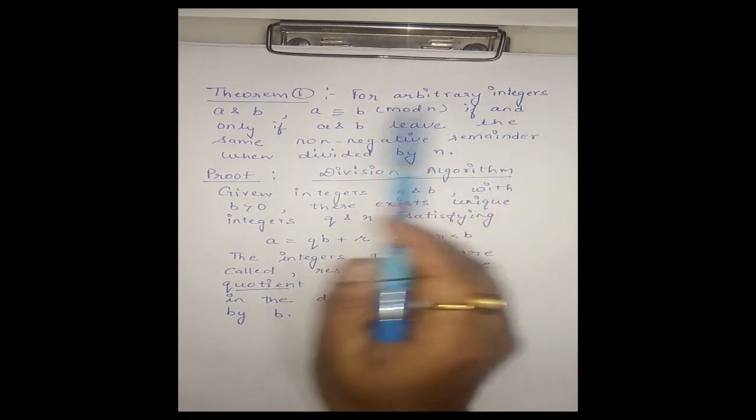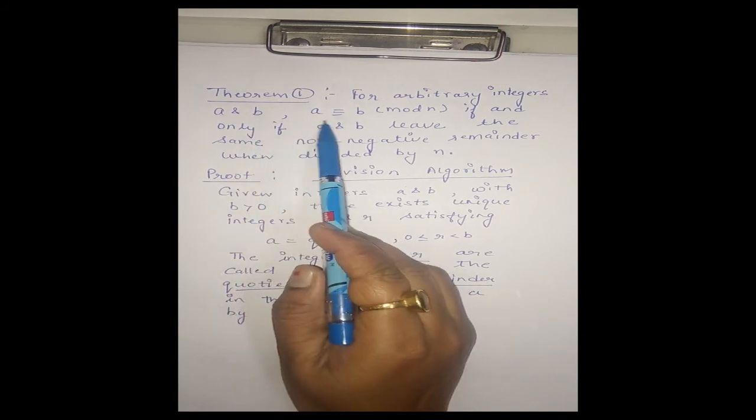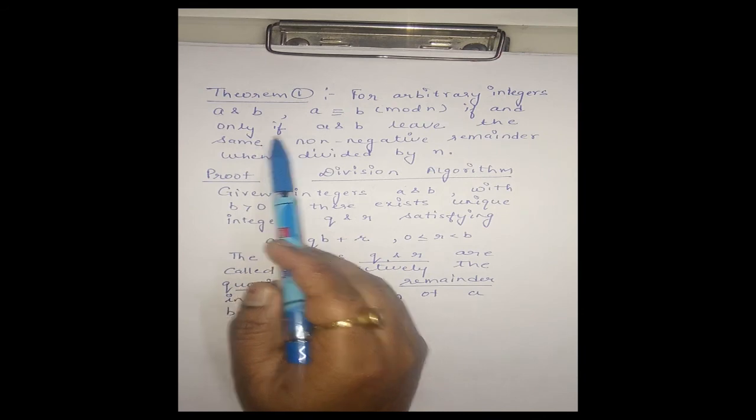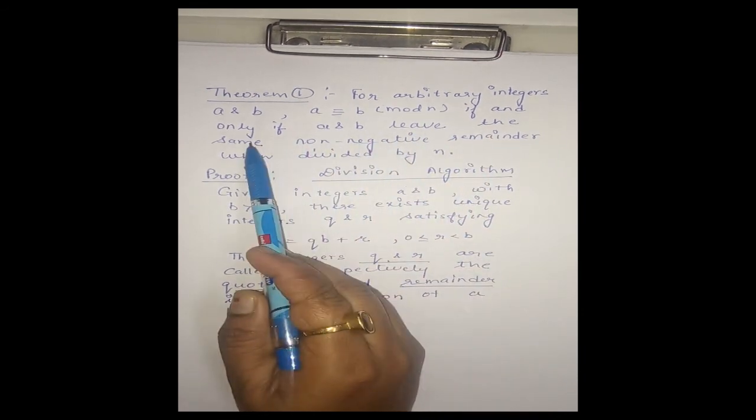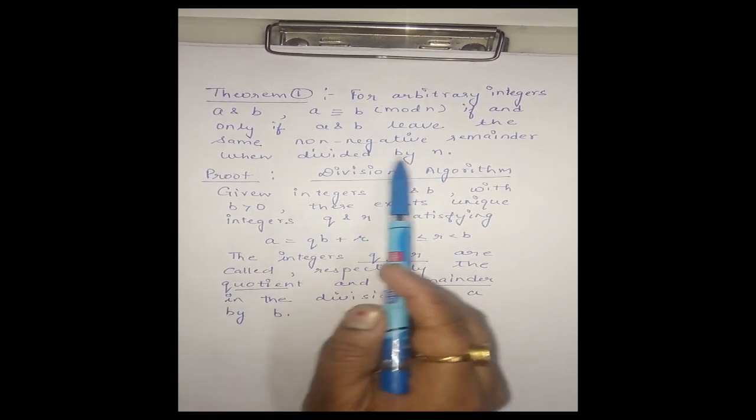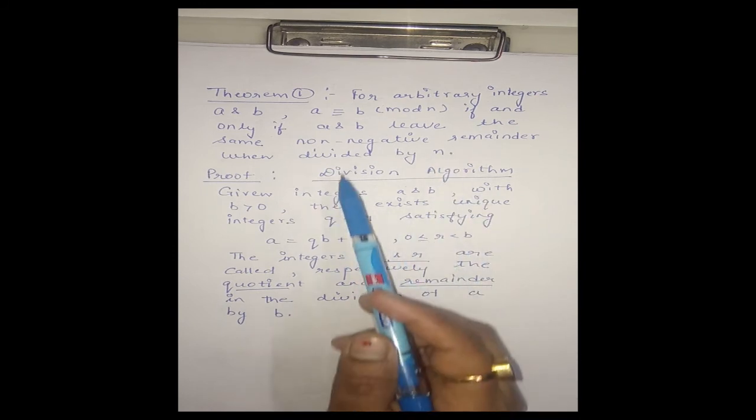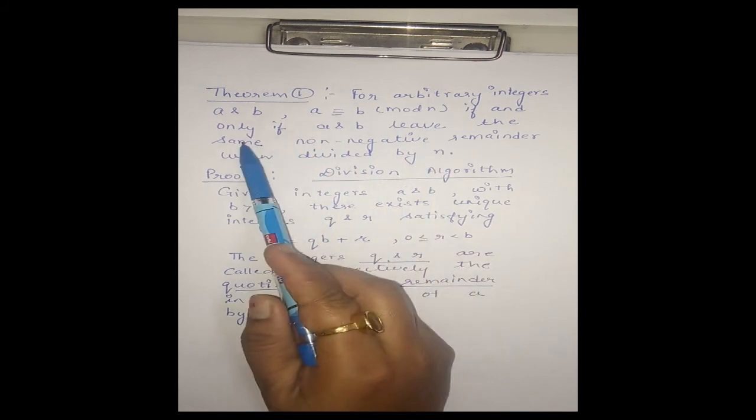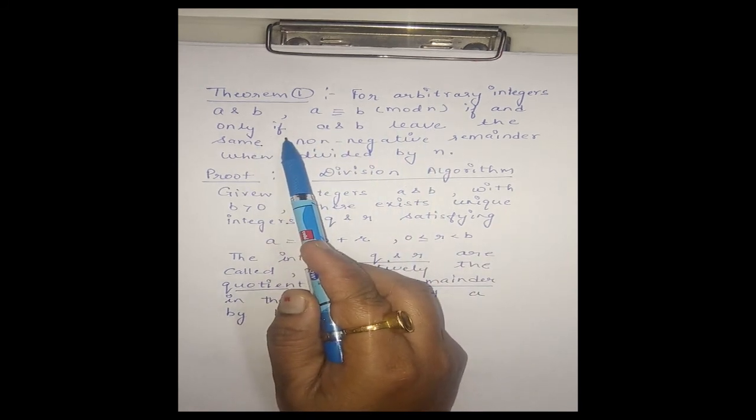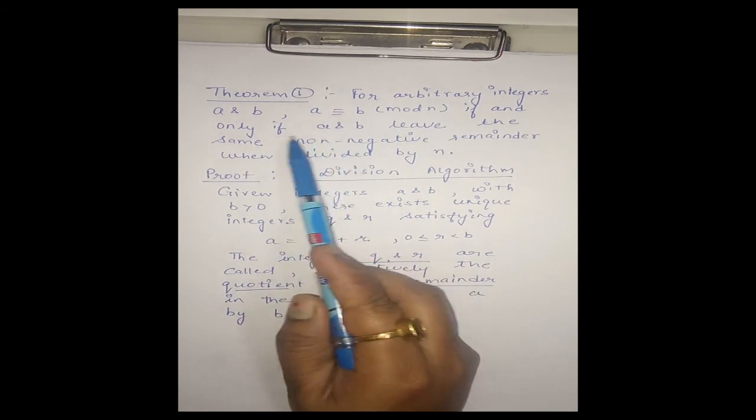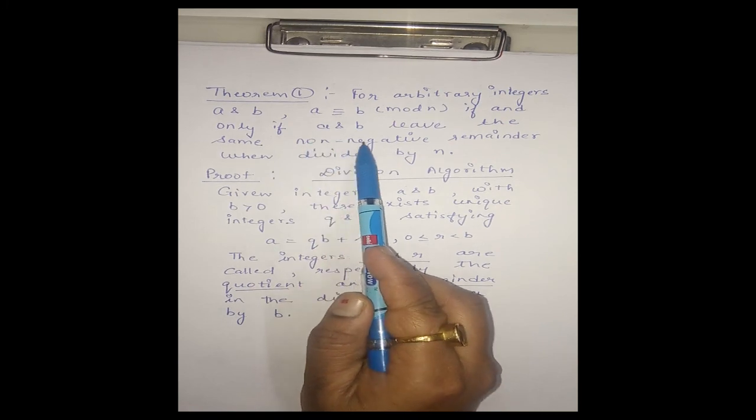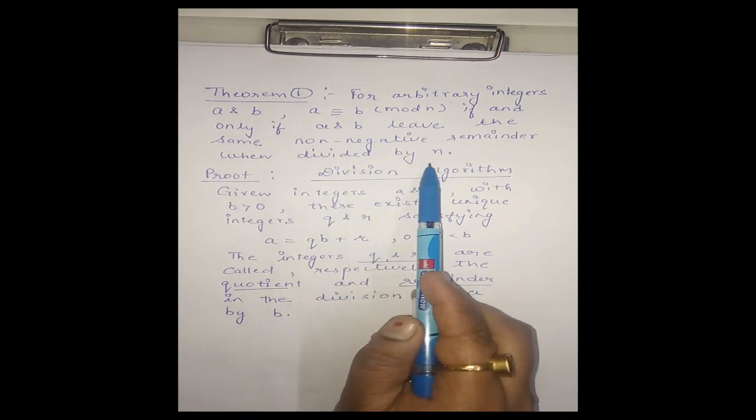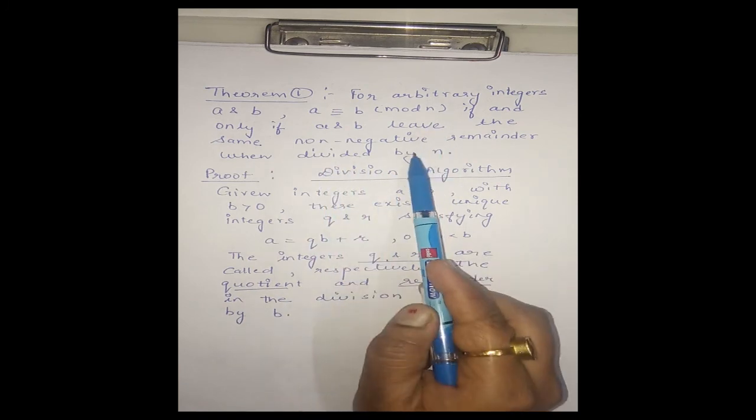For arbitrary integers a and b, a is congruent to b modulo n if and only if a and b leave the same non-negative remainder when divided by n. This means two integers a and b are congruent modulo n if and only if the converse also holds: a and b leave the same non-negative remainder when divided by n. Now we will prove this result.